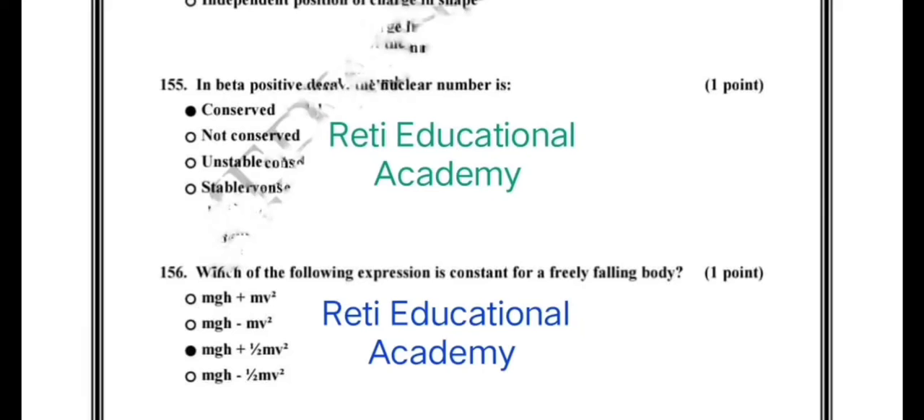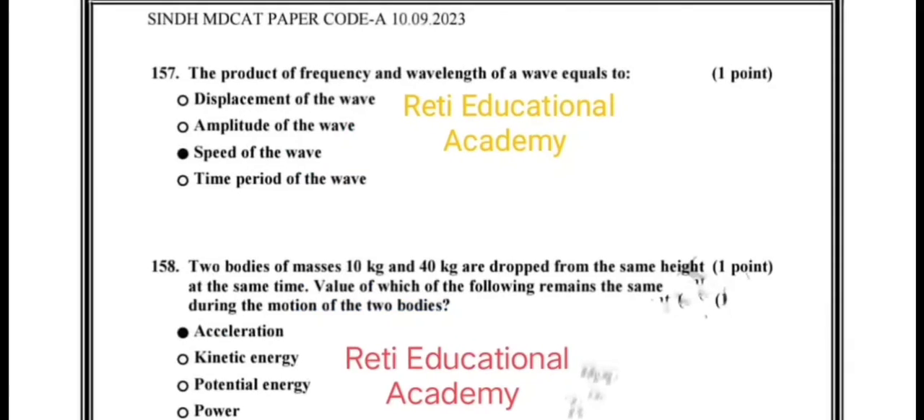And the correct option is C. mgh plus 1 upon 2 mv square. Question 157. The product of frequency and wavelength of a wave equals to, and the correct option is it is equal to speed of the wave.